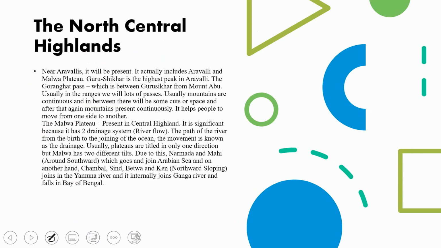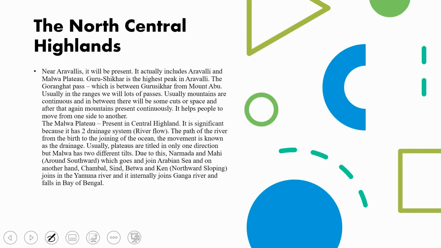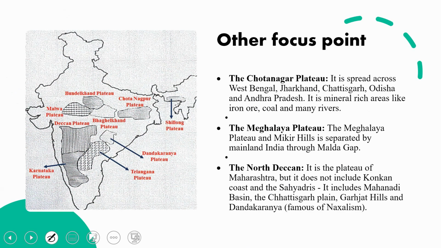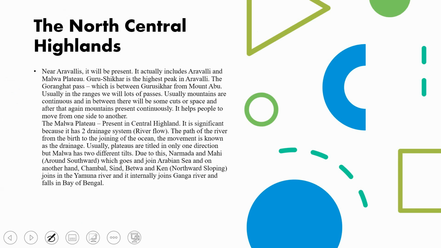Now the north central highland is present near the Aravalis. So our Aravali will be here, in Rajasthan. It actually includes the Aravali and the Malwa Plateau. Here is your Malwa Plateau. So it is present in the Aravali and Malwa Plateau, and Guru Shikhar is the highest peak in the Aravali.